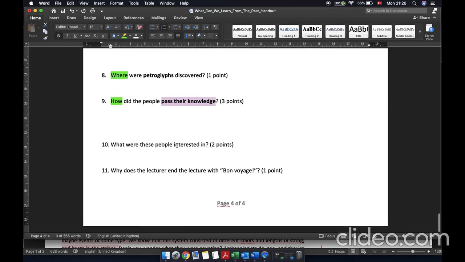What were these people interested in? Okay. So basically we will understand from the discovery that these people were interested in something. Something was important for these people. Okay, and why does the lecturer end the lecture with bon voyage? Okay, what does the lecturer mean by saying bon voyage?